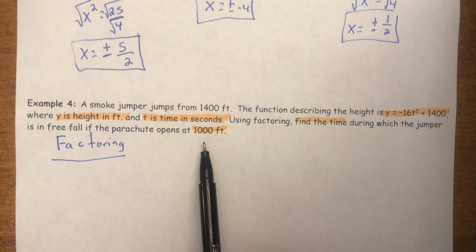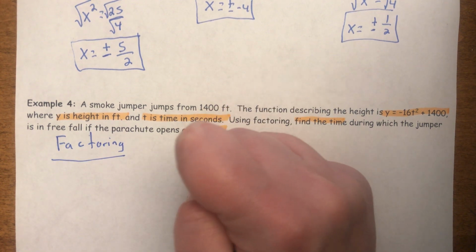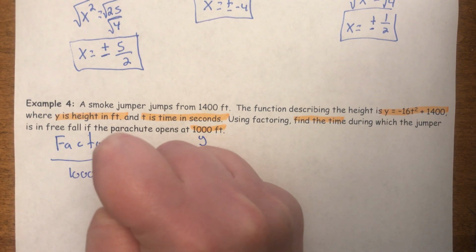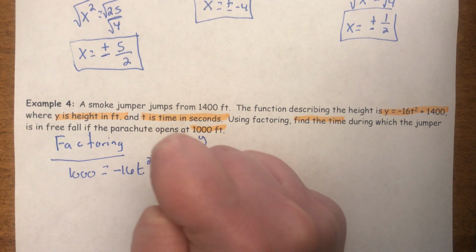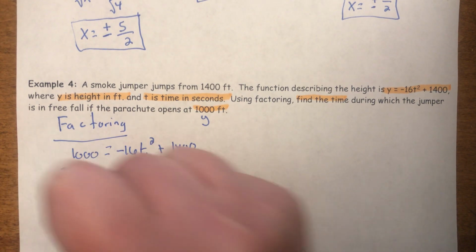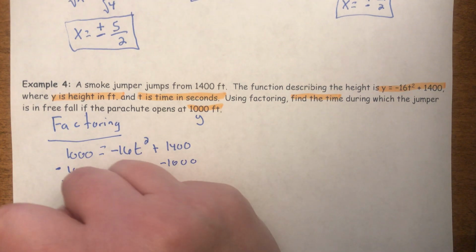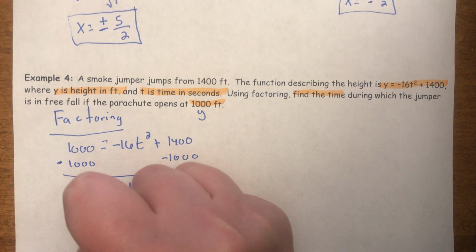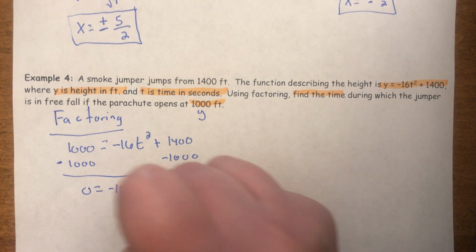We're going to take the 1,000 feet and plug it in for our y value, our height. So we have 1,000 is equal to negative 16t squared plus 1,400. Now, to solve by factoring, we need to get it in standard form, meaning we have the quadratic set equal to 0. Right now it's set equal to 1,000, so we subtract 1,000 from both sides and end up with 0 equals negative 16t squared plus 400, since 1,400 minus 1,000 becomes 400.